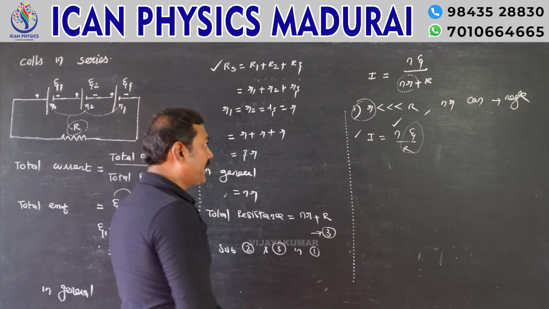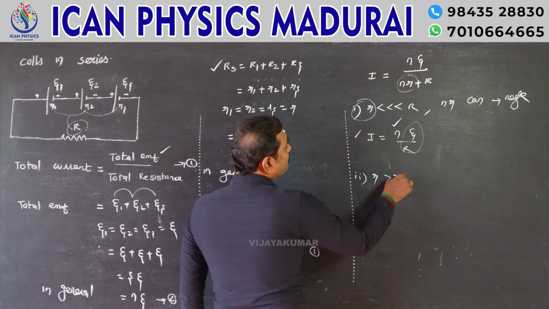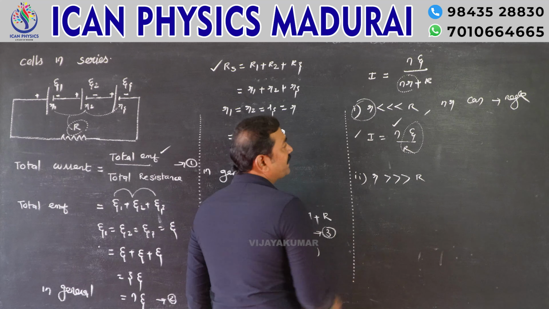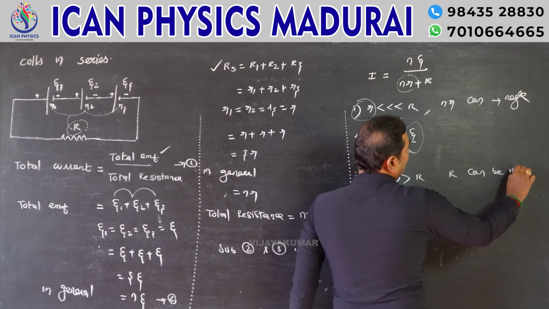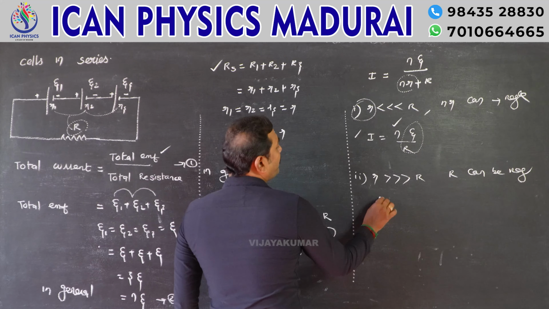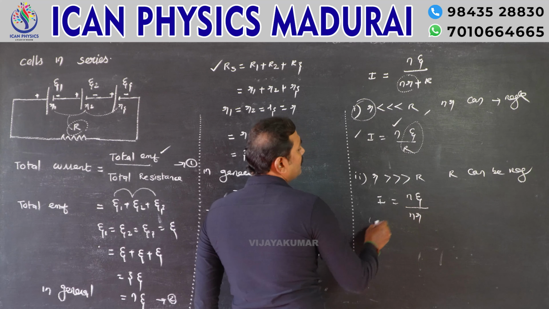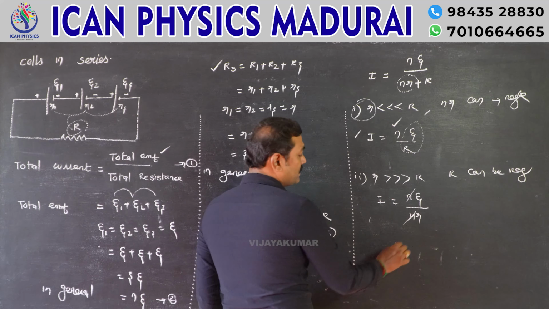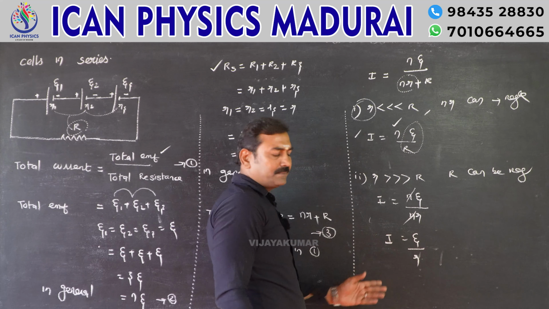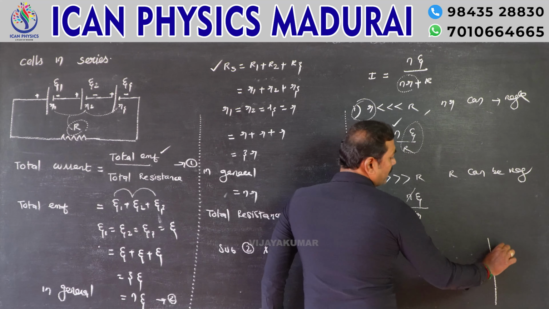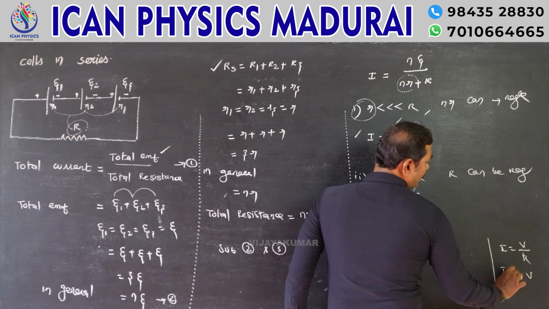In the second case, r is much greater than capital R, so capital R can be neglected. Then I equals n psi by nr. Now n gets cancelled, so once again I equals psi by r. Simply we can remember I equals V by R, so V equals IR.